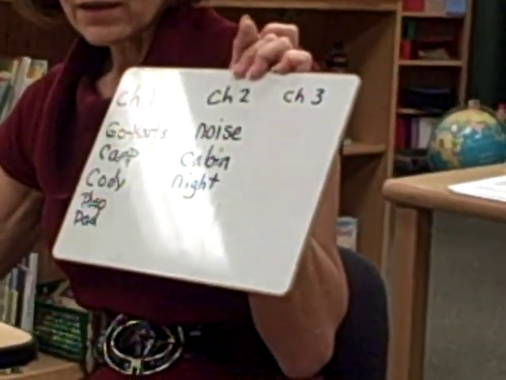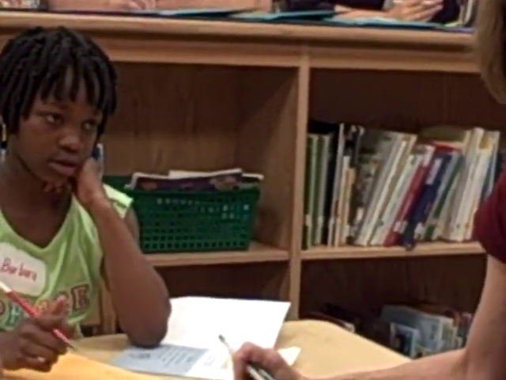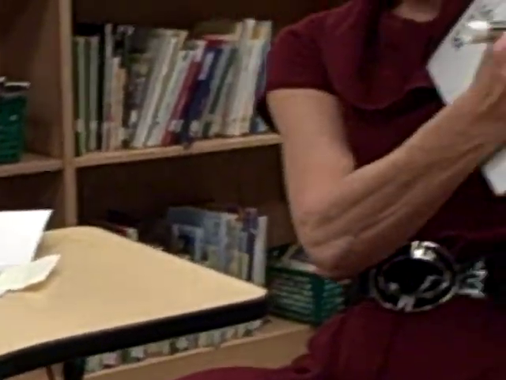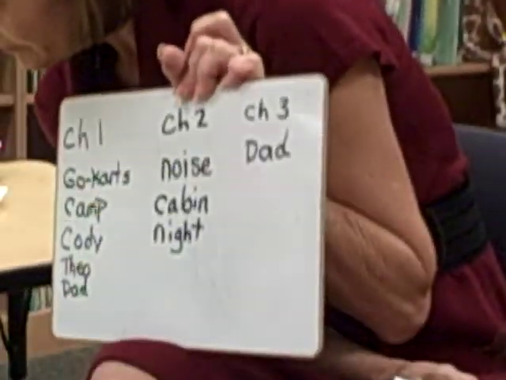I didn't catch it. All right, now think about what's happening in Chapter 3. There it is again. Remember what happened? The noise came back. The noise came back, and they went to get Dad. So Dad's going to be important in this chapter.